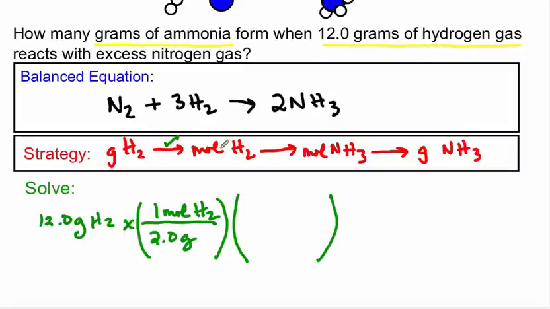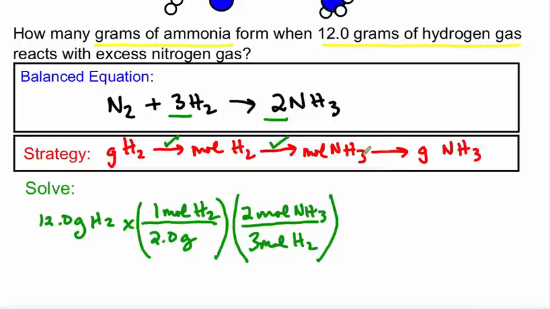Now to convert from moles of hydrogen to moles of ammonia, that's where we need to use our ratio from the balanced chemical equation, which in this case is a 2:3 ratio. So we make that so that hydrogen moles cancels out. So that's 3 moles of hydrogen and 2 moles of ammonia. That takes care of the second step.